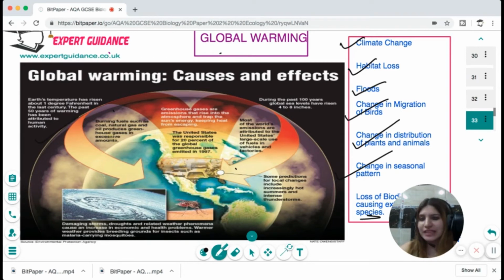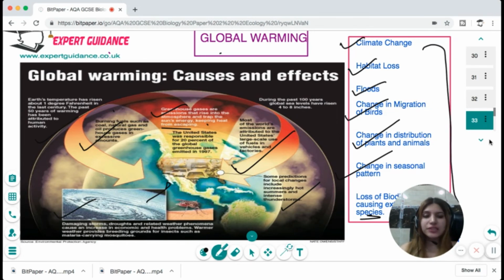And what are those human activities? Burning fuels such as coal, natural gas, and oil produces greenhouse gases in excessive amounts. Greenhouse gases are emissions that rise into the atmosphere and trap the sun's energy, keeping heat from escaping. Now, most of the world's emissions are attributed to the United States, large-scale use of fuels, vehicles, and factories. And some predictions for local changes include increases in summer temperatures, intense thunderstorms, damaging storms, droughts, and related weather phenomena attributed to this greenhouse effect. So you should know what the greenhouse effect is, how it is contributing to global warming, and what the consequences of that are. So you should elaborate these points properly.